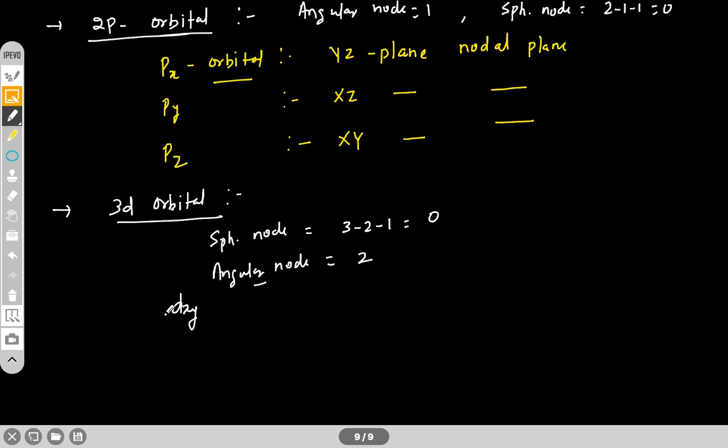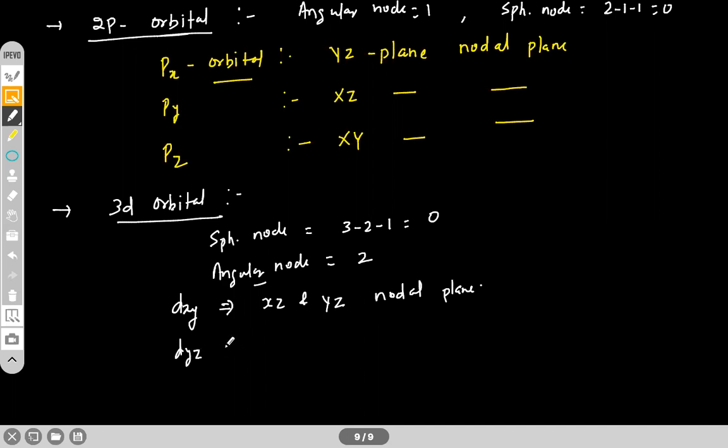So all 3d orbitals will have 2 angular nodes, while all 2p orbitals have 1 angular node, that is yz, zx, and xy. For 3d, if it is the dxy orbital, dxy is in the xy plane. The perpendicular planes to this are xz and yz. These 2 planes are the nodal planes because we have 2. So we have 2 nodal planes.